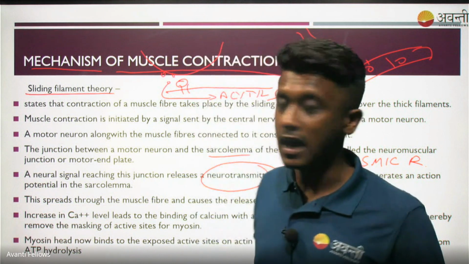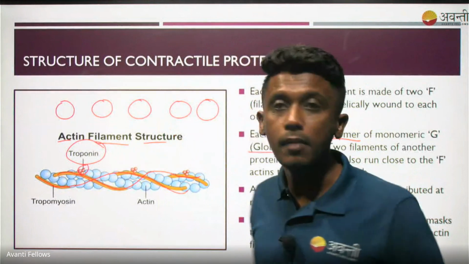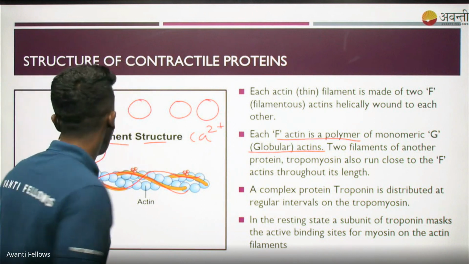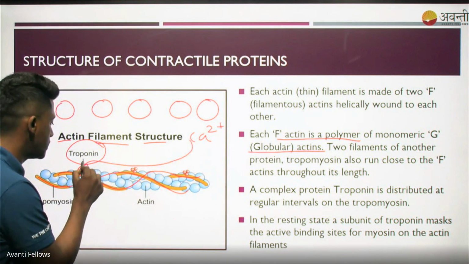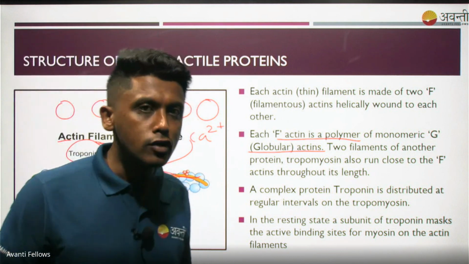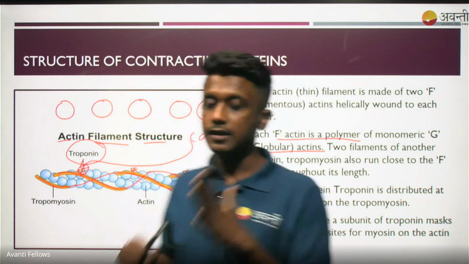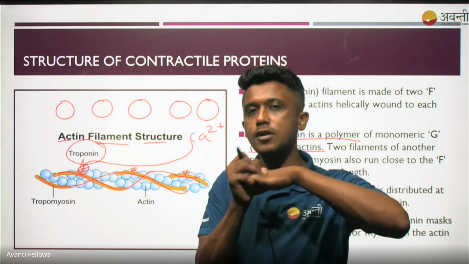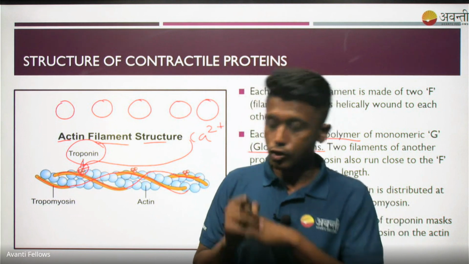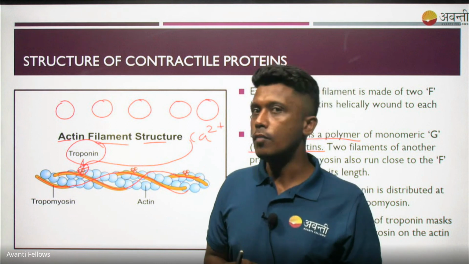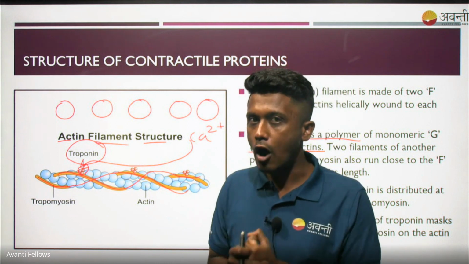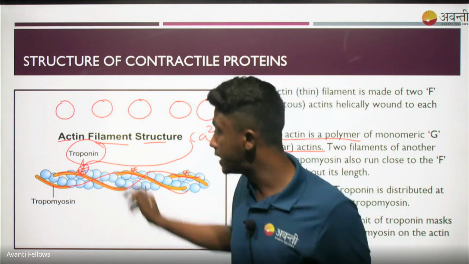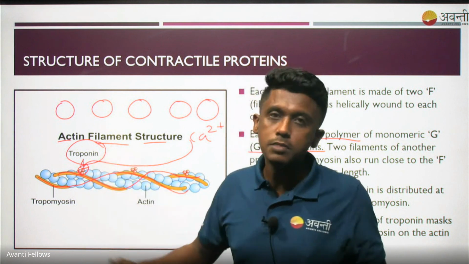When the calcium ions are released by the sarcoplasmic reticulum, they go and bind to this troponin. Now in the resting state, what was happening? You had tropomyosin, and to this tropomyosin, troponin was coming and binding, creating the troponin tropomyosin complex. When this complex is formed, there are no myosin binding sites. That means myosin cannot find any place to interact with actin.